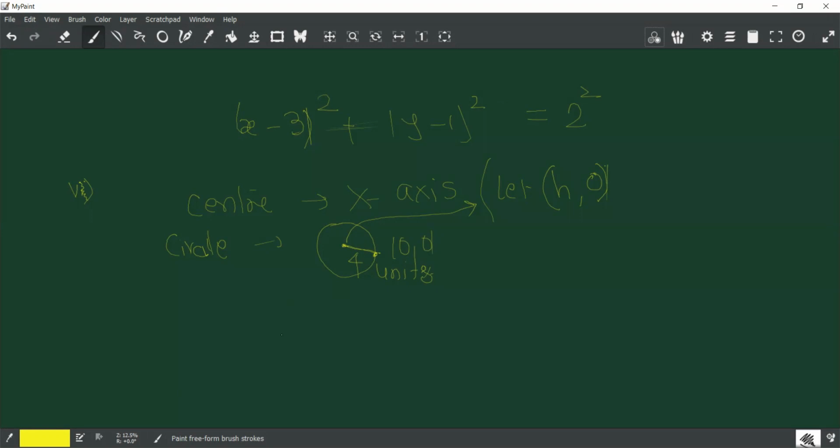You can use center radius form. Correct? Distance formula pehle use karo. Distance between h comma 0 and 0 comma 0. ये दोनों का डिस्टेंस है 4 यूनिट्स. तो डिस्टेंस फॉर्मूला से वैल्यू ऑफ h निकालो.